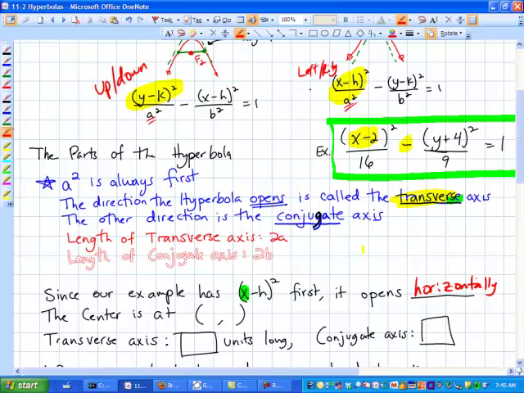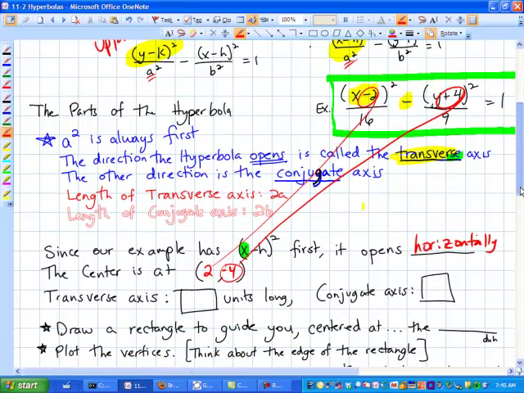And the center is at the coordinate 2, -4. And I'm hoping you all recall that, and that is where that came from. The transverse axis, remember, is the direction that it opens up. So since this thing is opening up horizontally, and A happens to be 4 because A squared is 16, that means the whole transverse axis is 8 units long.